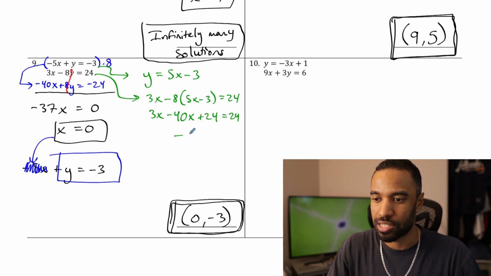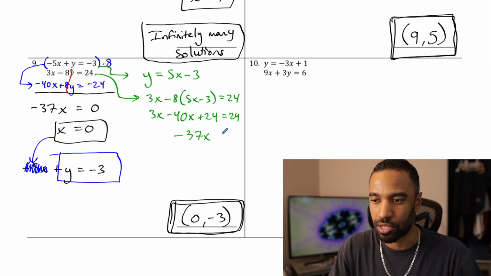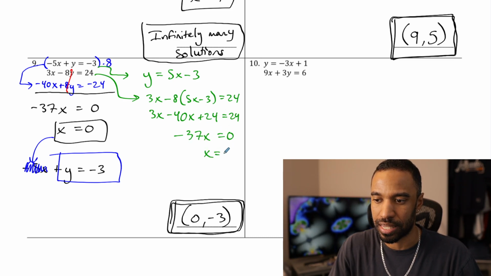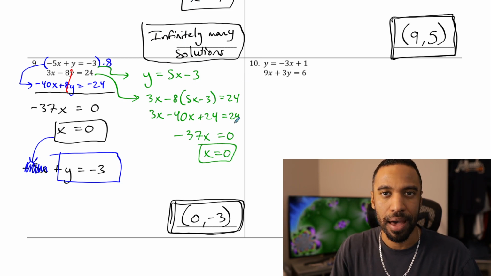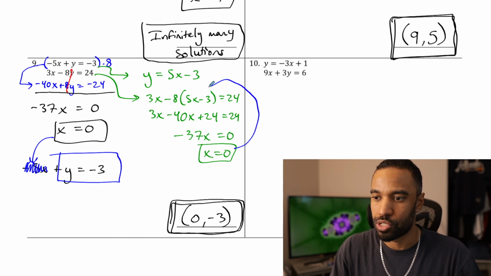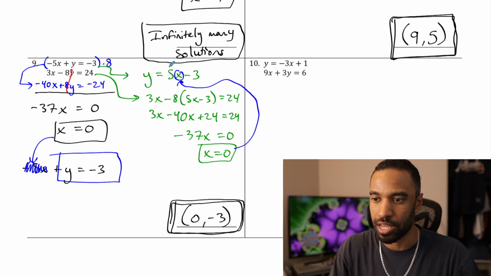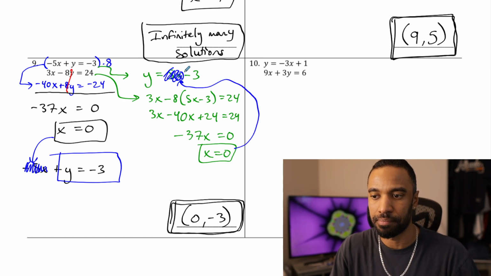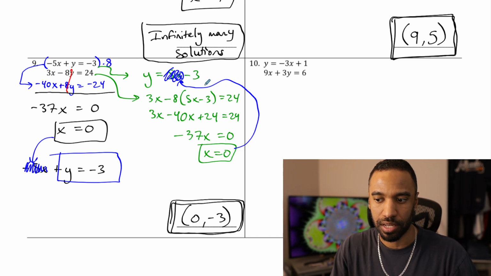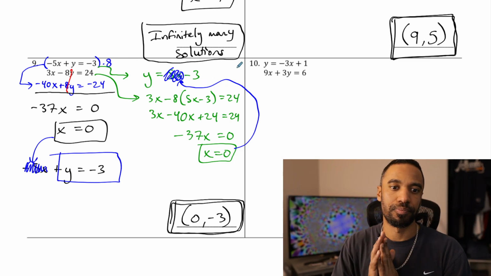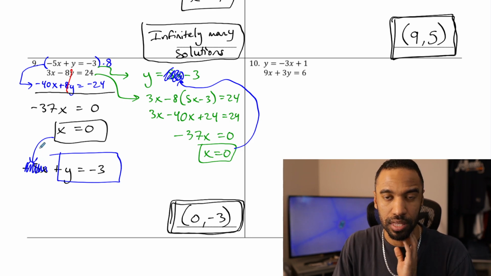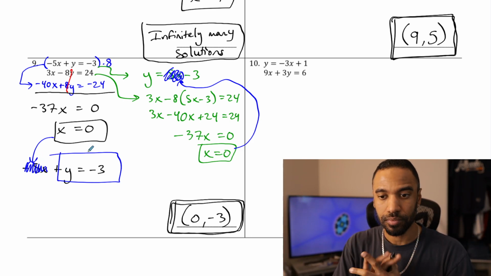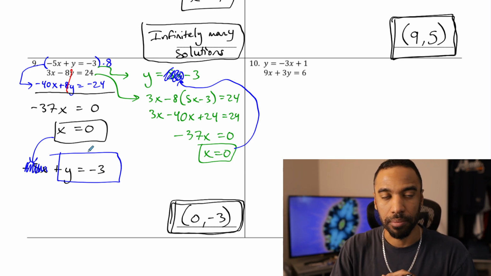3x minus 40x is our negative 37x. 24 subtracted over to the other side, we get 0, and of course you get that x equals 0. The good news here is, which it doesn't seem to really matter as much here, if I substitute 0 into this x right here, immediately you also see the negative 3, because 5 times 0 is 0, so y equals negative 3. So we still get the same answers. Because it was 0 either way, it seemed like it was really easy, even in elimination method, that y was by itself. Just so happens elimination method was probably better there.